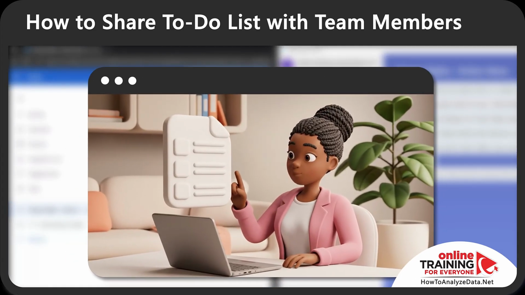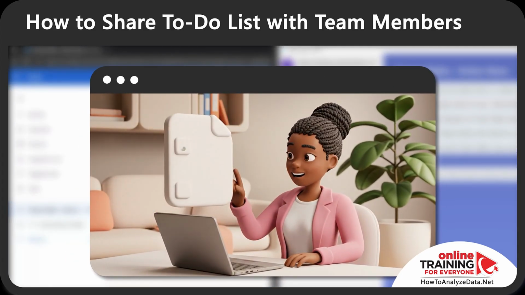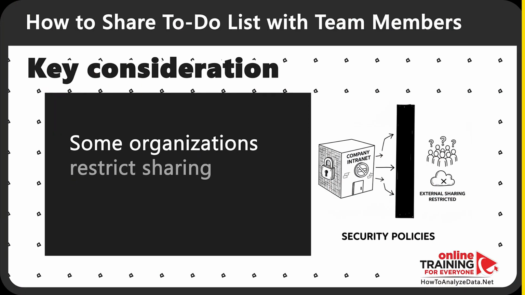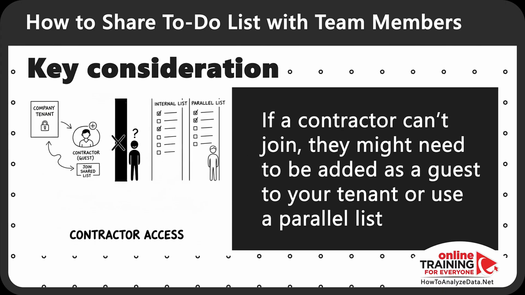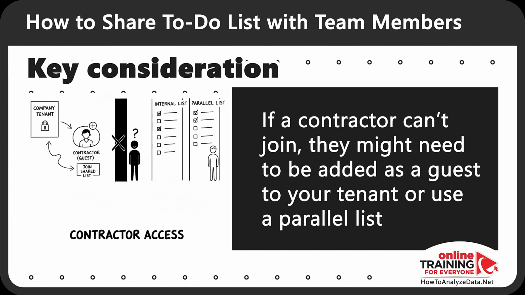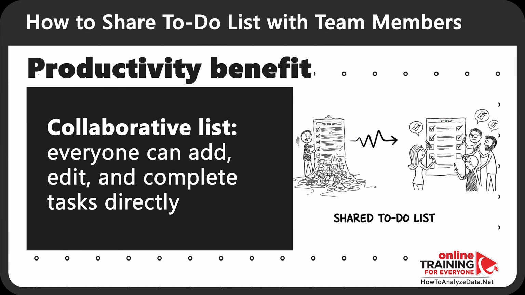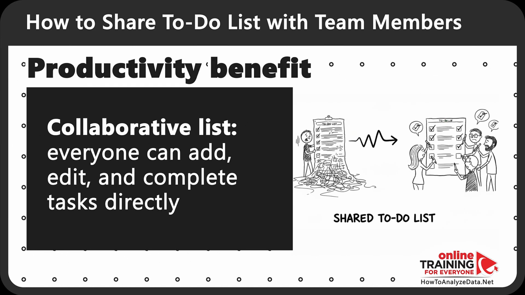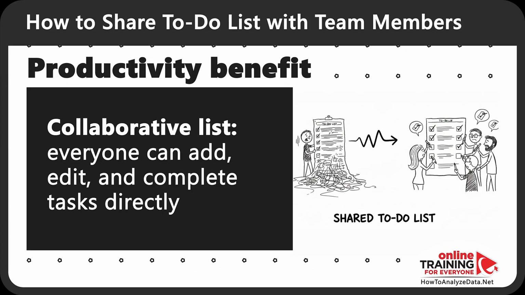This alone reduces the confusion and lets everyone know that if it is not on the list, it doesn't exist. Keep in mind that some organizations restrict sharing outside the company. If a contractor can't join, they may need to be added as a guest to your tenant and use a parallel list. But if you are within the same company, you can easily create collaborative lists. This way everyone can add, edit, and complete tasks directly, instead of pushing everything through one person.